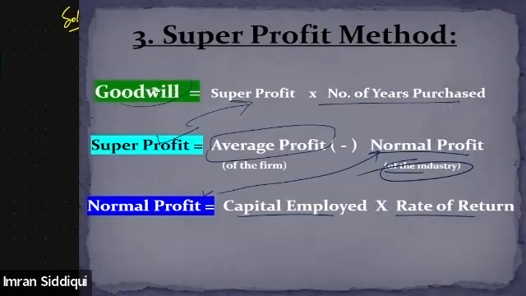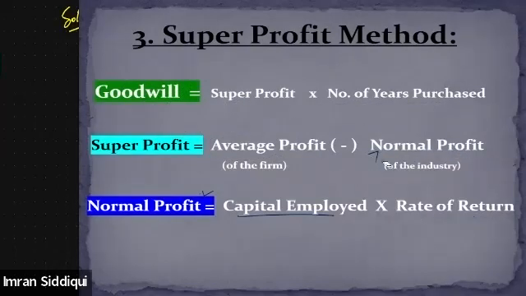All right. So basically, in order to find out the goodwill, we need to start from here. We need to first of all determine the normal profit. Only then will we be able to calculate the super profit. And once the super profit is calculated, then only will we be able to determine the goodwill. So we will have to go backwards, starting with normal profit, going to super profit, then goodwill.